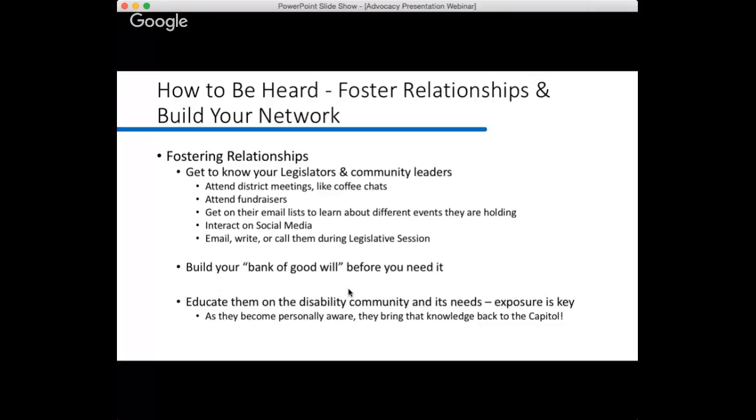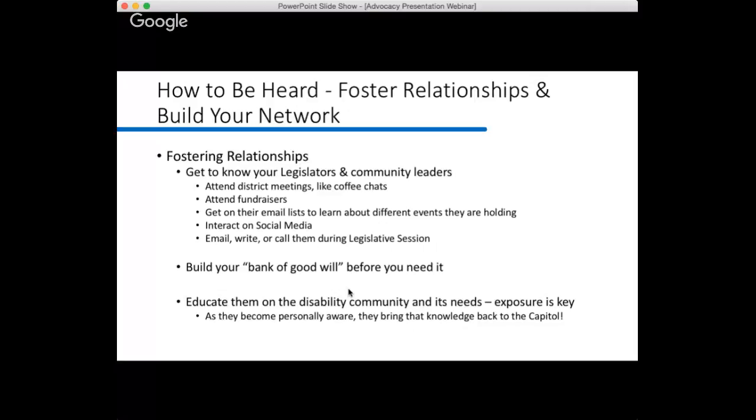And then in addition to that, when you email, write, or call during legislative session, you are only growing that relationship with that person. So we always talk about building your bank of goodwill before you need it. Fostering relationships, building relationships, it is a long-term commitment, but it is well worth it, because when you are advocating, it helps to have that relationship established.